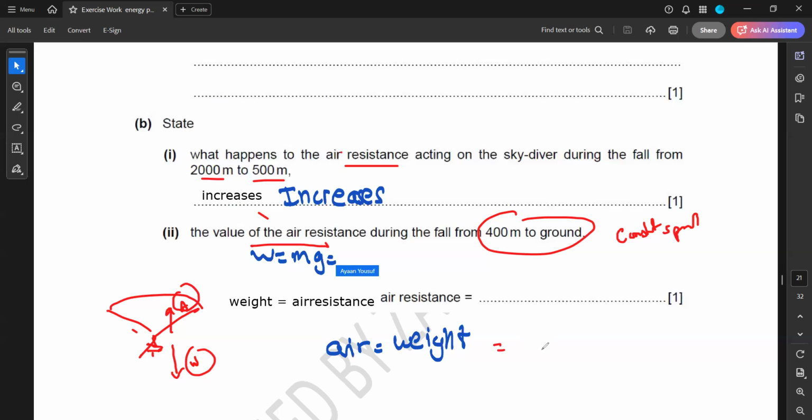So the mass of the skydiver is 92 and the gravity is 9.8. We multiply, we get the air resistance as same as the weight, which is 901.6 newtons. Is it clear, this question?